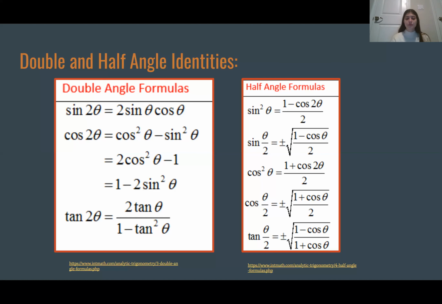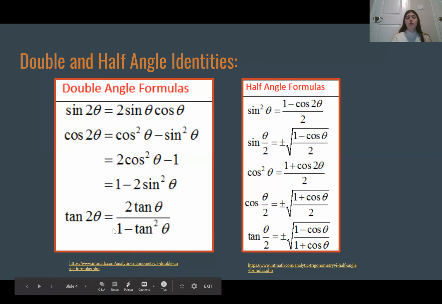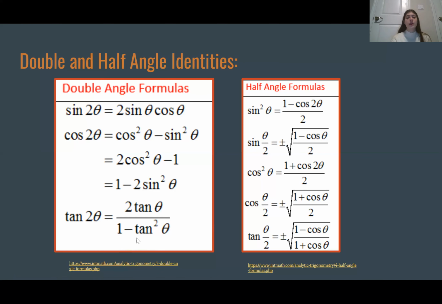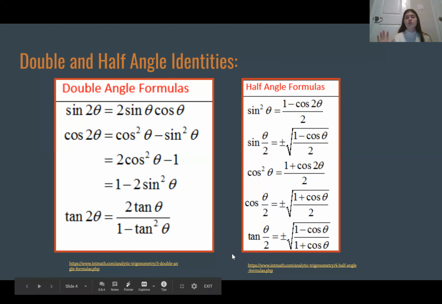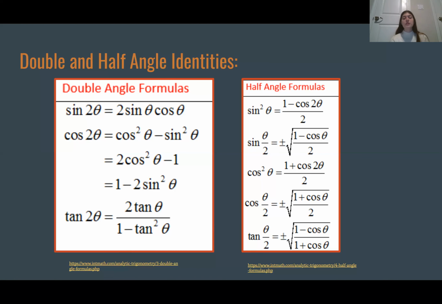I'm not going to have you rack your brains over these tangent ones for either sum, difference, double, or half identities. They're not too important, so try to focus on sine and cosine. Like I said, I don't actually expect you to memorize any of these. This is not a good way to spend your mental energy or brain storage, because you're not going to memorize them a year or two down the line. I don't think that's an important thing to memorize.